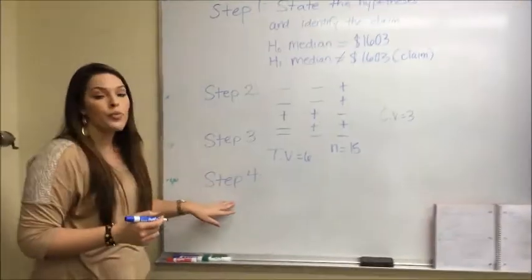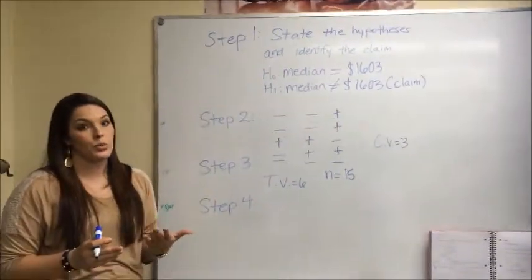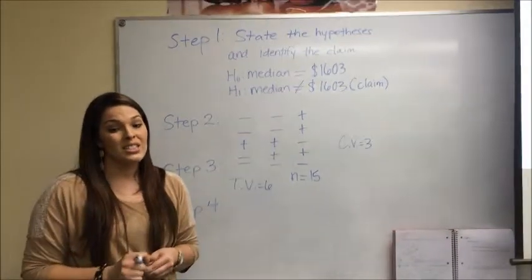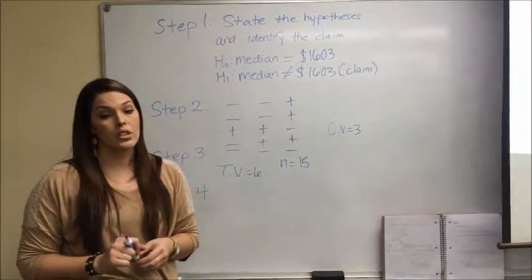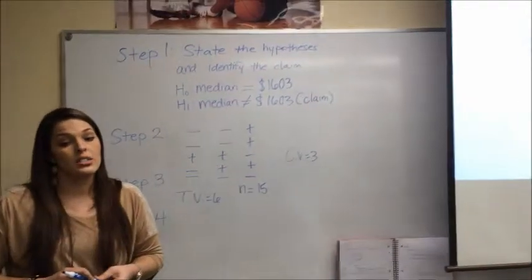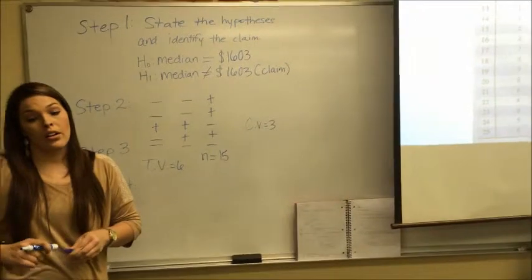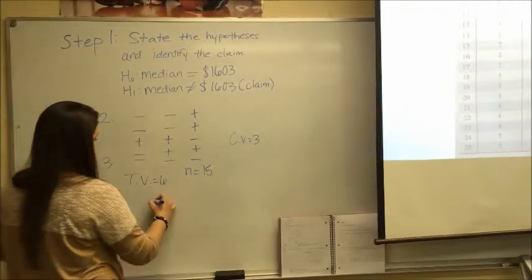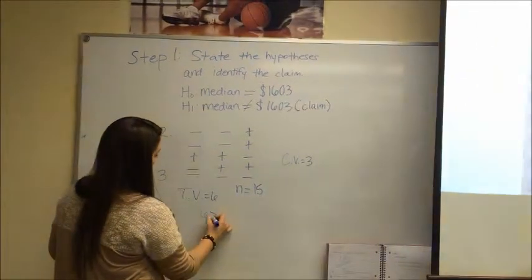Now on to step 4. This is where we make the decision. We're going to compare the test value with the critical value. If the test value is less than or equal to the critical value, the null hypothesis is rejected. If the test value is greater than the critical value, the null hypothesis is not rejected. So we take 6 is greater than 3.